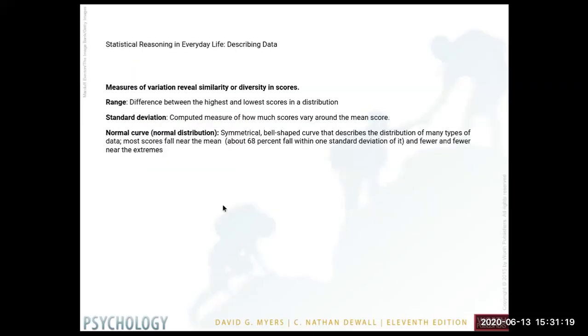So what do measures of variance or variation reveal? How much similarity or diversity there is in scores. When we look at the range, that's just the difference between the lowest and highest score in a distribution. And we use a measure called standard deviation. Standard deviation says if the average is, let's say, on a score of 0 to 100, 50, how much does each score vary above or below that mean from a normal distribution?